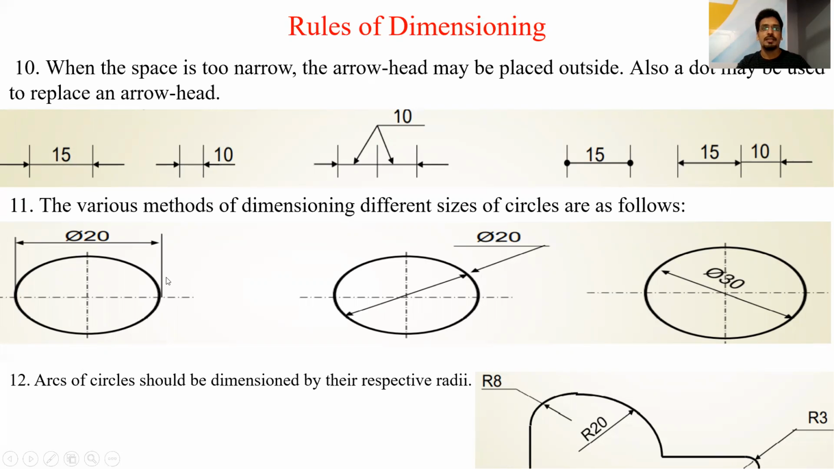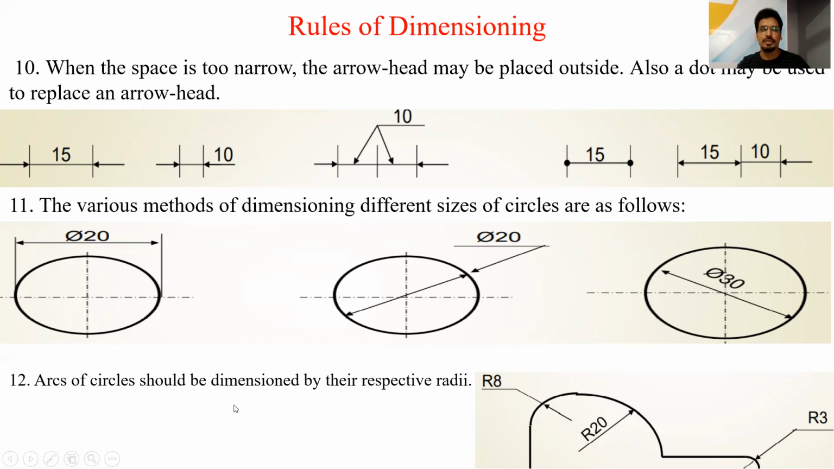Okay. Next are the various methods of dimensioning different sizes of circles, as follows. We have to represent the circle dimension like this. If the space is so small that we cannot write in this way, we can write in this way. We can write circle dimension in this way and in this way also. And this is called a leader line.